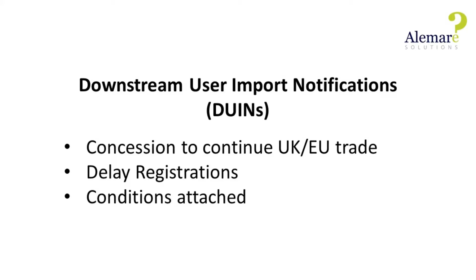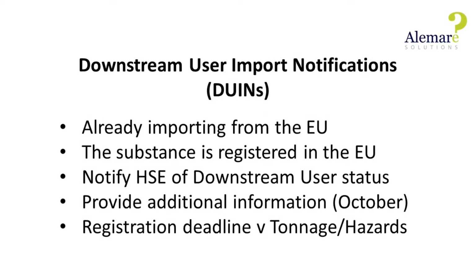These are the conditions to benefit from a DUIN and delay your registration. The first is that you've already been importing from the EU. This means at any time since we gave notice that we were leaving. It's not available if you are importing for the first time. The second condition is that the substance has already been registered in the EU by somebody in your supply chain. The third condition is that you notify the HSE of the downstream user status. I have a second video that you can watch which will show the procedure.